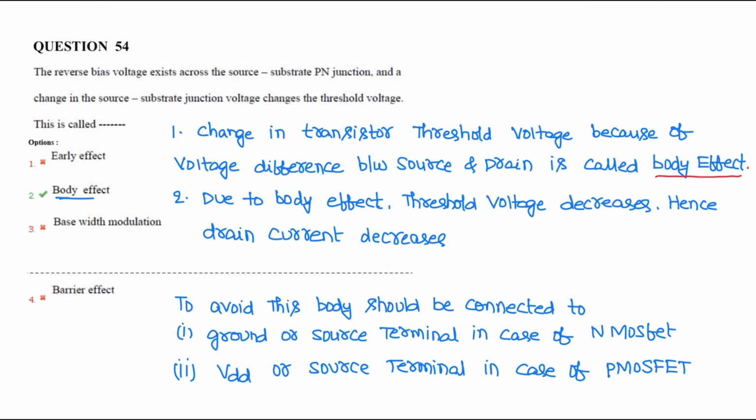And there is one more term, that is barrier effect. This barrier effect generally refers to the potential barrier formed at the PN junction that prevents carrier movement until an external potential is applied which is greater than the barrier potential. This barrier influences the flow of charge carriers across the junction. But as per the question, the answer is body effect.